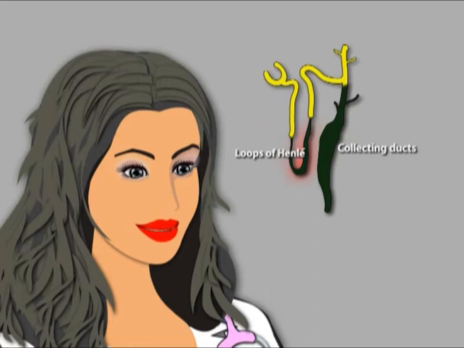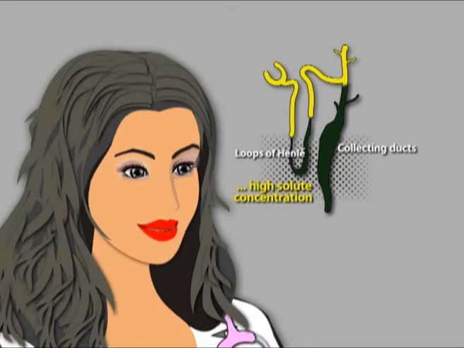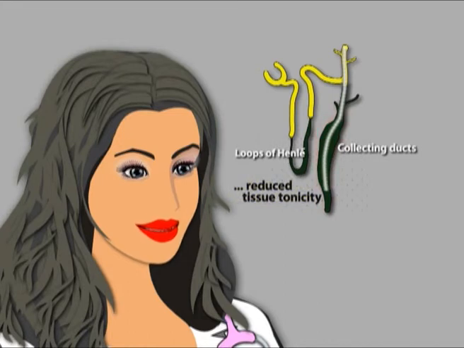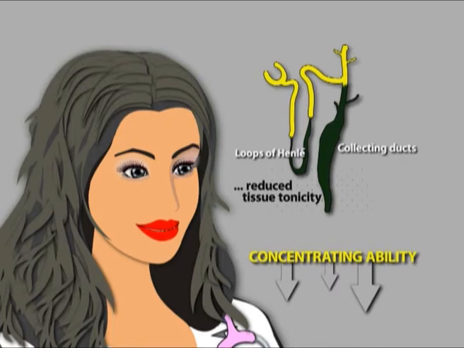Damage to the loops diminishes the kidney's ability to create that zone of high solute concentration in the renal medulla. With collecting ducts that may well already be impaired, passing through this zone of reduced tissue tonicity, the result is, quite understandably, a reduction in the ability of the kidney to produce a concentrated urine.